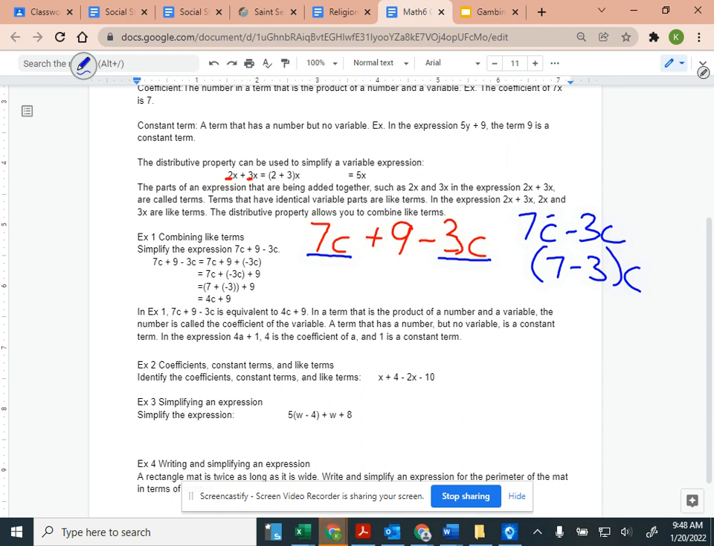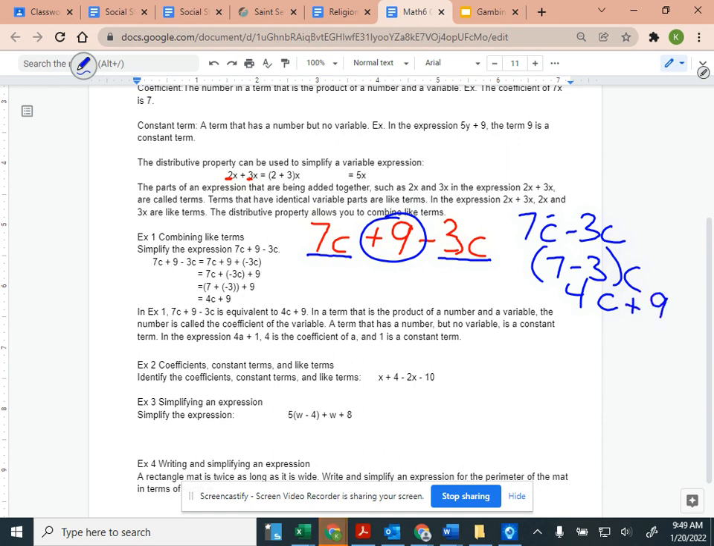Right? Mm-hmm. Yes. We're going to get to that. So 7 minus 3 is 4c. And Zoe said, well, what about that 9? Well, that 9 is still here. So we have 4c. Now we just add the 9.